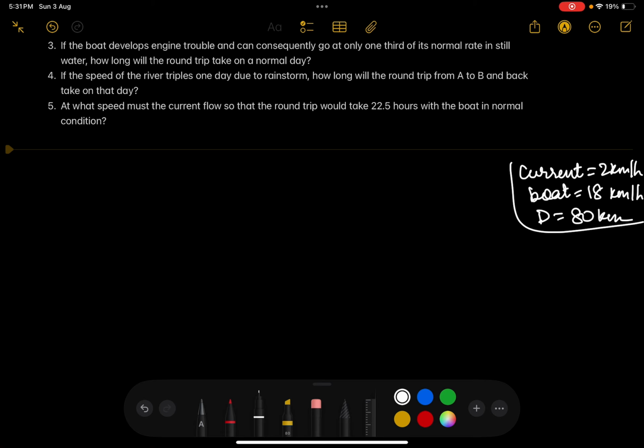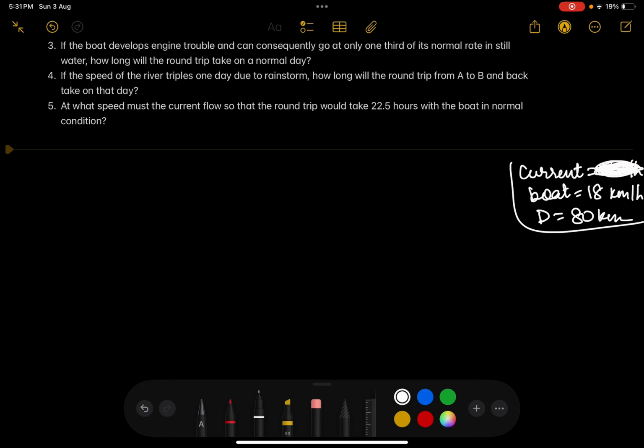The last question says, at what speed must the current flow so that the round trip would be 22 hours with the boat in a normal condition? This is a slightly different question compared to the ones that we have done before. Here we know that the boat speed is 18 km per hour, but they are asking us to calculate the speed of the current or speed of the river. So this entire thing is what we have to find out.